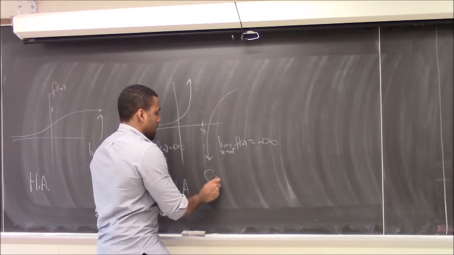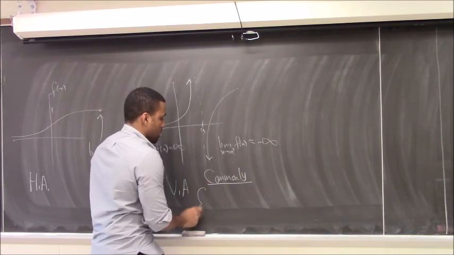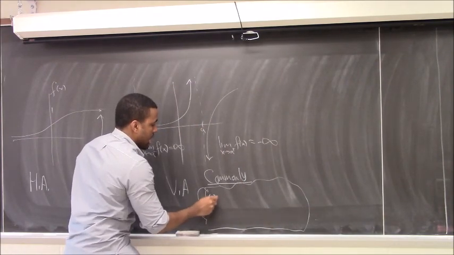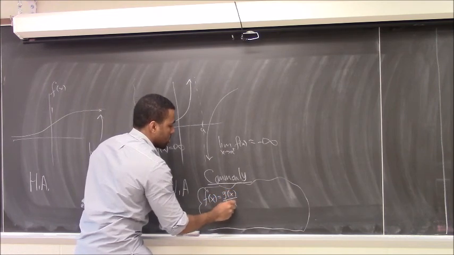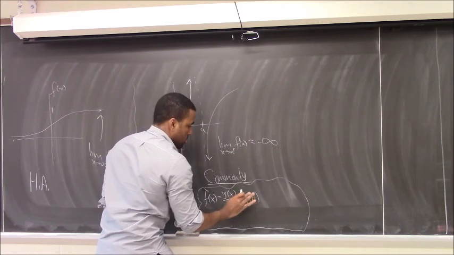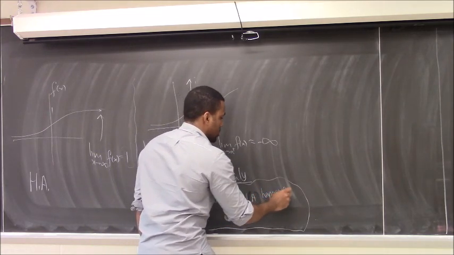Another common thing that happens is your function will be given as just a quotient of two other functions. And you know that your vertical asymptotes happen when the denominator is 0.